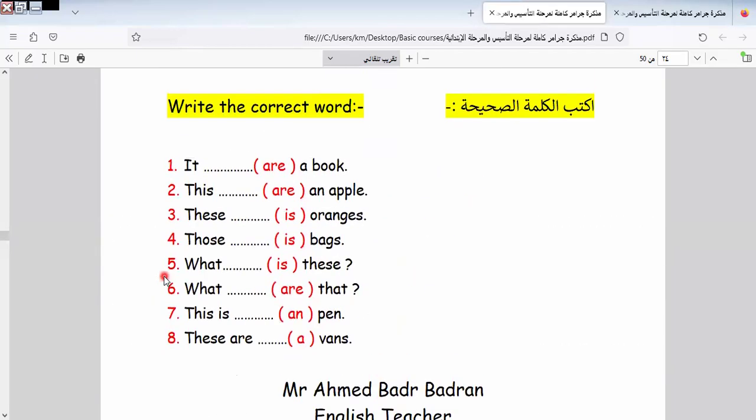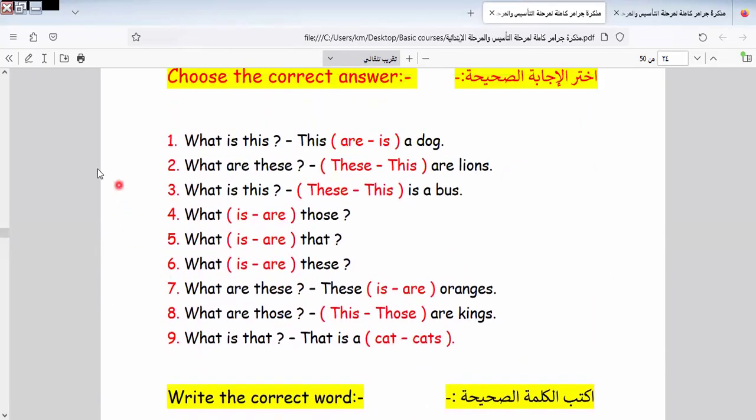And today I will stop here. Next class I will start tenses. Okay, what is this? It will be this is a dog. What are these? It will be these are. Why "these are" here? Because we have "are", and we must select "are" because "are" is plural. This is used with singular. What is this? It will be this is.